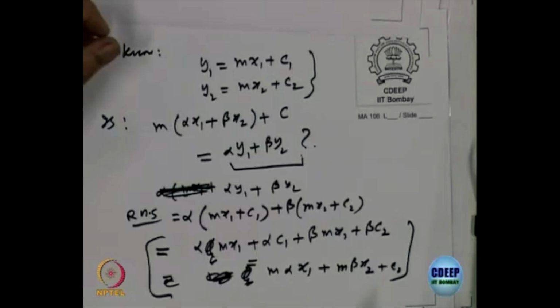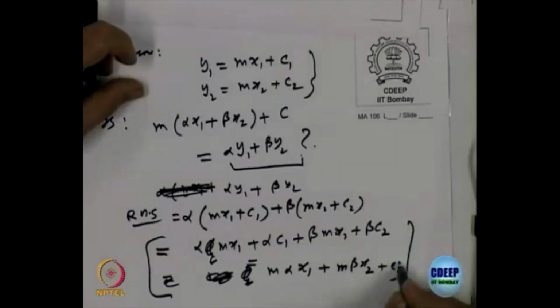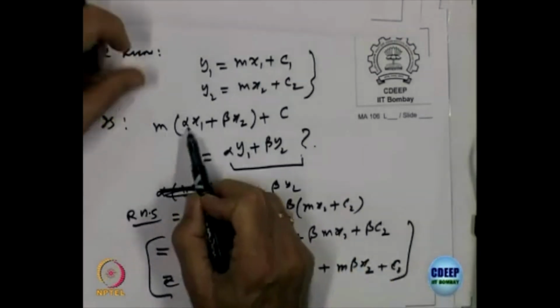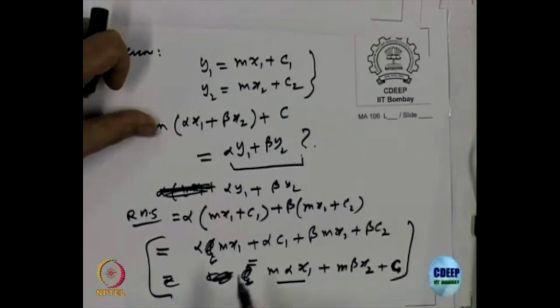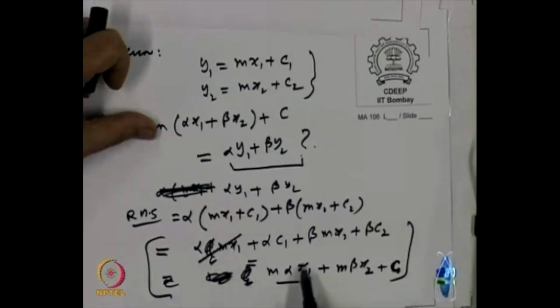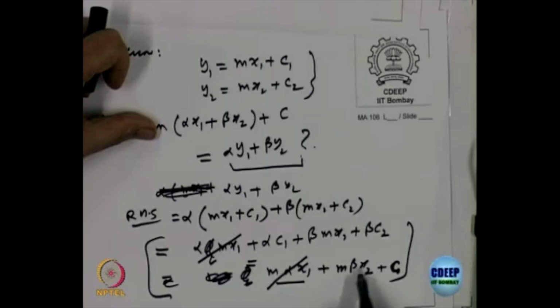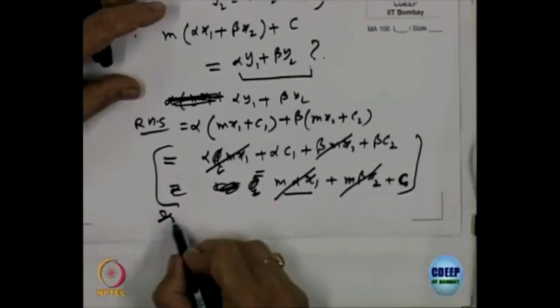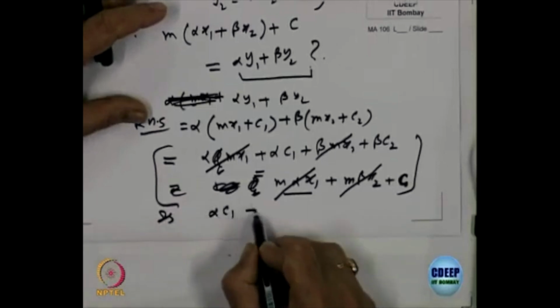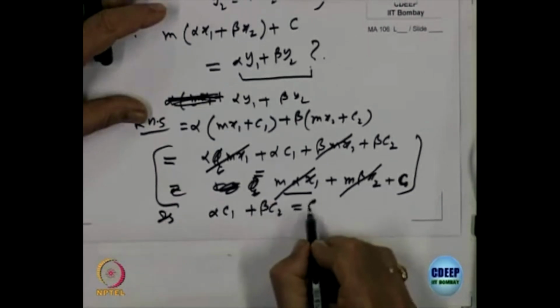So, do you think they are equal? Where is C? Yeah, so that is C. The left hand side is alpha m x1 plus beta m x2 plus C. So, what happens? Alpha m x1 I can cancel out, beta m x2 I can cancel out. So that means this is asking: is it true that alpha c1 plus beta c2 is equal to C?